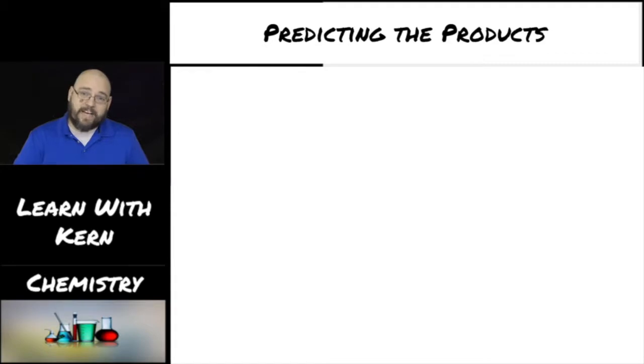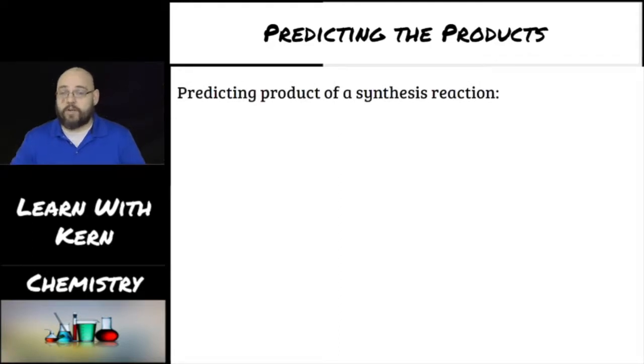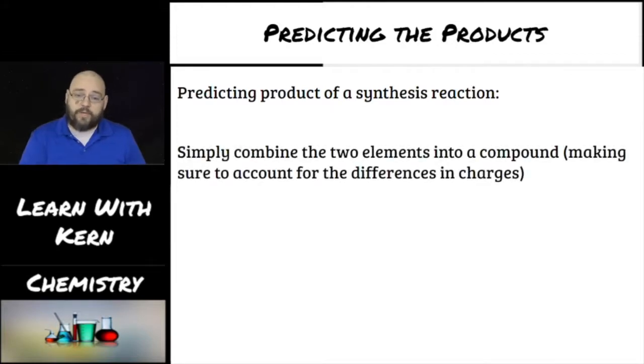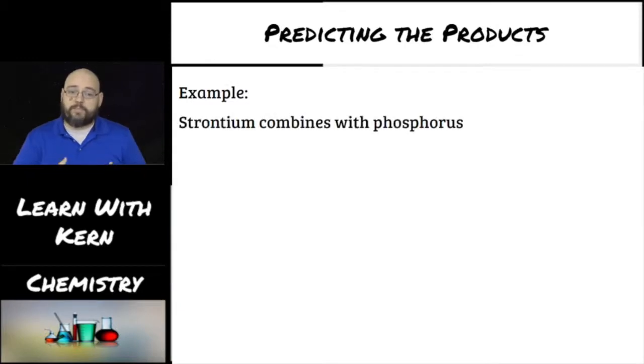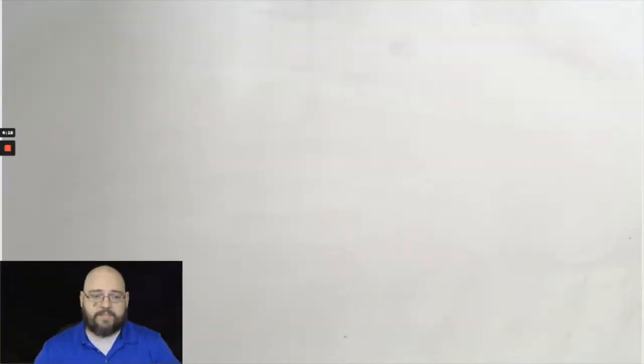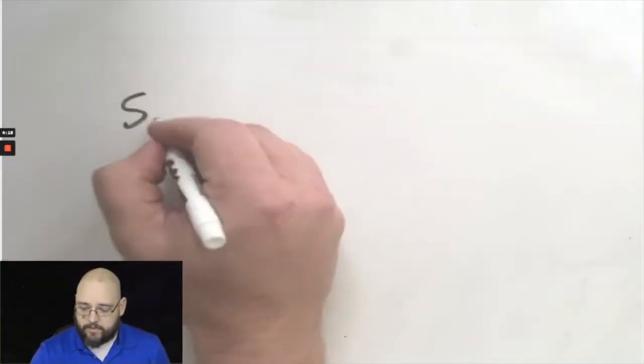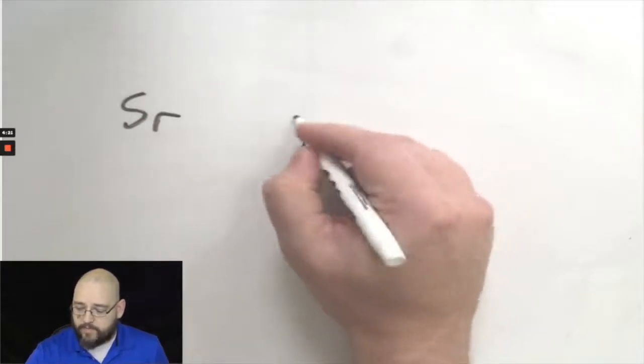So we've identified the types of reactions based off of the reactants. And now we're going to go into predicting the products. Predicting the products of a synthesis reaction is actually fairly easy. We're simply going to combine the two elements into a compound, making sure to account for the differences in charges. So an example, if I have strontium combines with phosphorus. Strontium is an element, and it's going to combine with phosphorus.